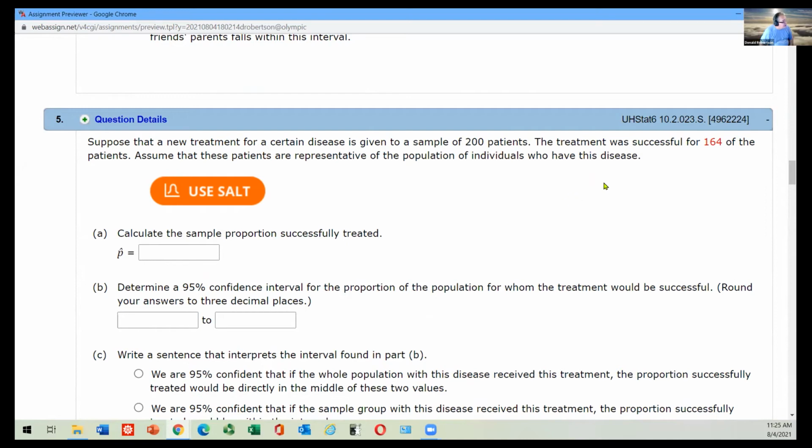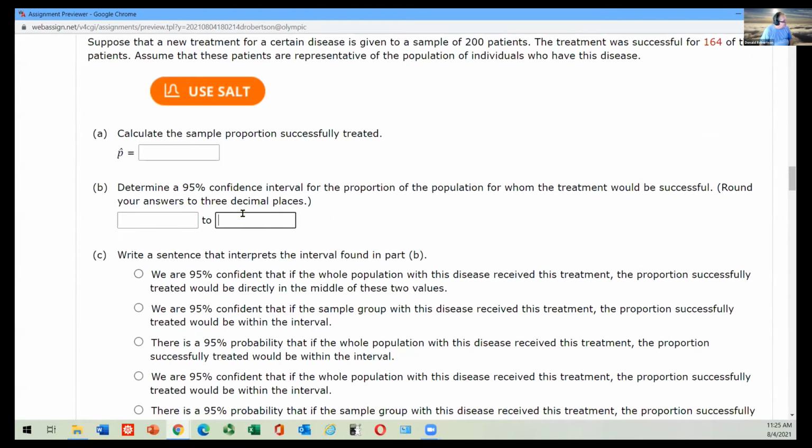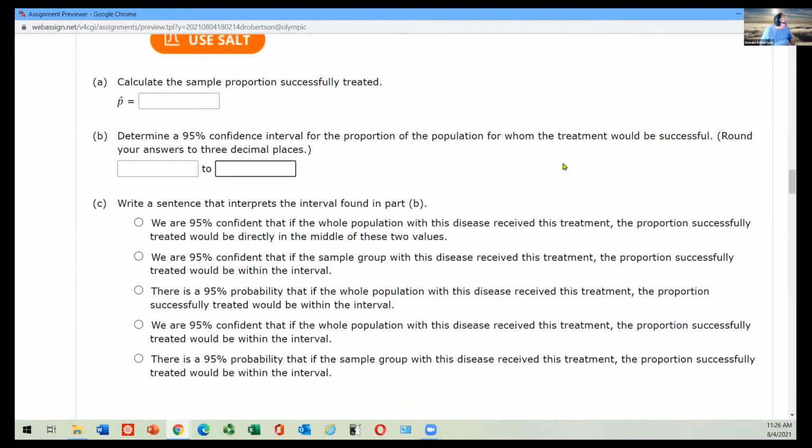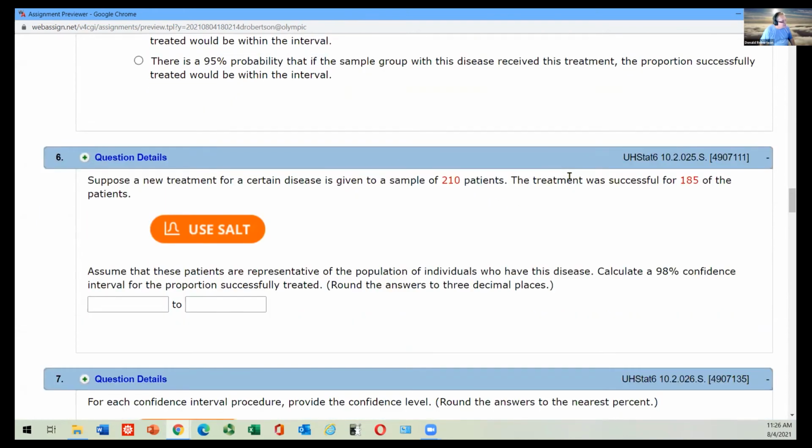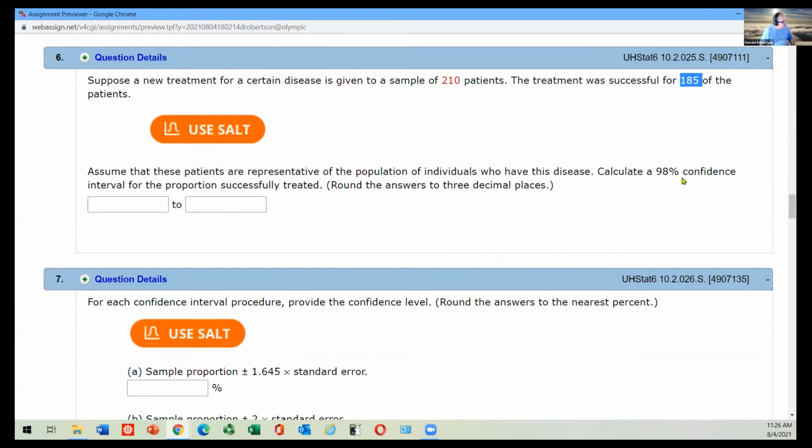Right, in question 5, do you see that we already know the yeses? We already know the sample size. Couldn't we get p hat and the confidence intervals just by going straight into Salt? Can you imagine that these questions are going to be a minute each? Right. Here's another one. Sample size, 185. Oh, 98%. Okay. So that's 185 out of 210.